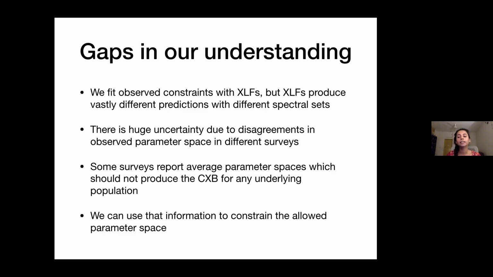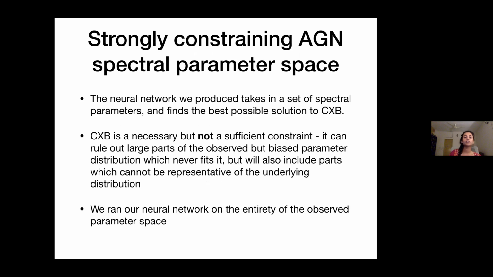But since we know that the CXB cannot be fitted by just any parameter combination, can we use that information to constrain the parameter space of AGN? Gilli et al. 2007 also reported similar results, where they found that they are unable to produce any luminosity function which can reproduce the CXB if they assume a high dispersion in the photon index gamma, and also a high cutoff energy simultaneously. We did a comprehensive exploration using our neural network to constrain the entire AGN parameter space and rule out parts which could never fit the CXB.